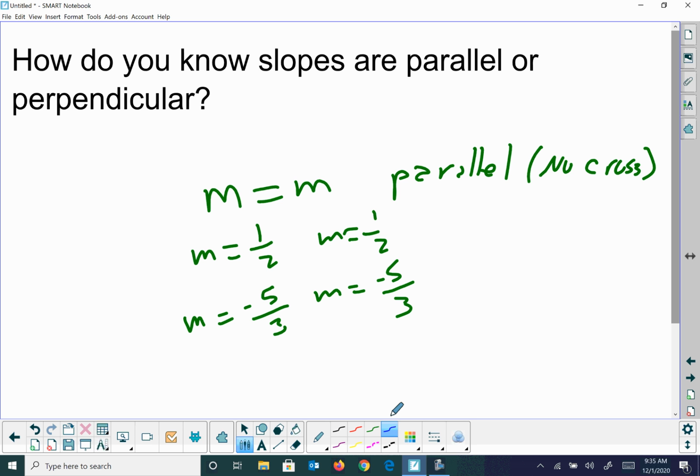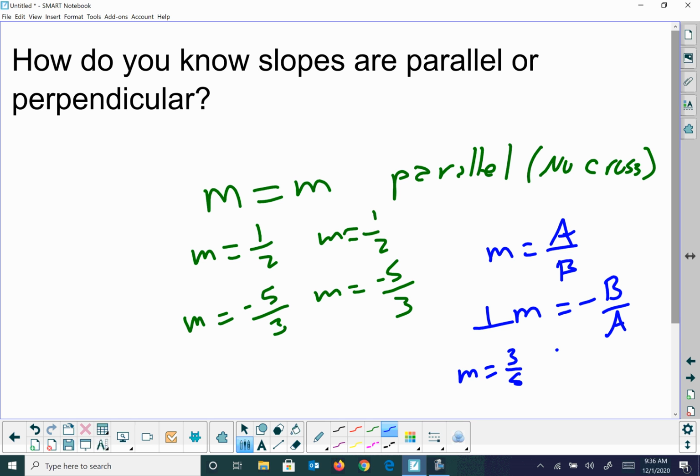So how do I know if they're perpendicular? Well, remember perpendicular, if you have a slope, and we're just going to call it a over b, okay, a and b represent really any numbers. The perpendicular slope, remember the upside down t means perpendicular, would be the opposite sign flip over fraction. So if I had a slope of 3/5, the perpendicular slope would be negative 5/3. If I had a slope of, let's say, 6, the perpendicular slope would be negative 1 over 6. Okay?